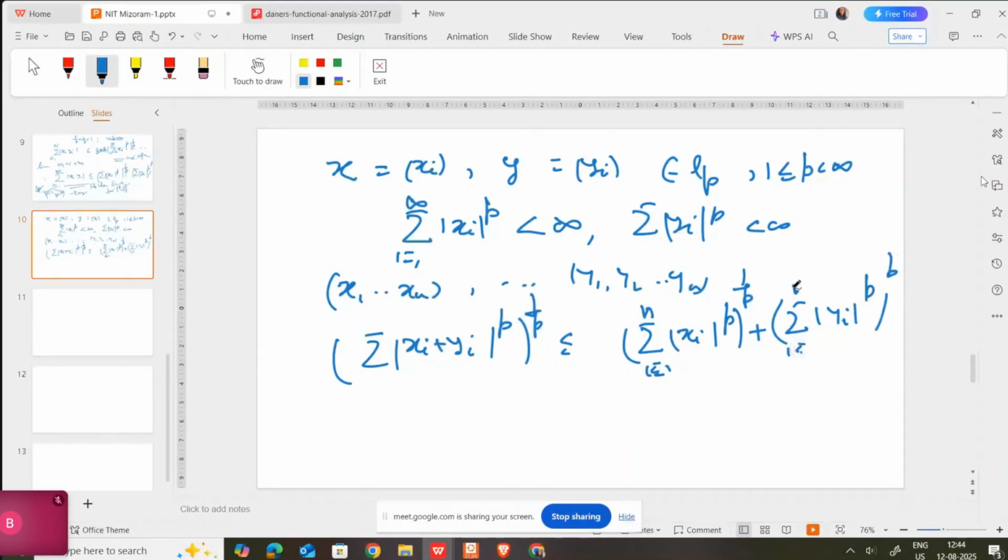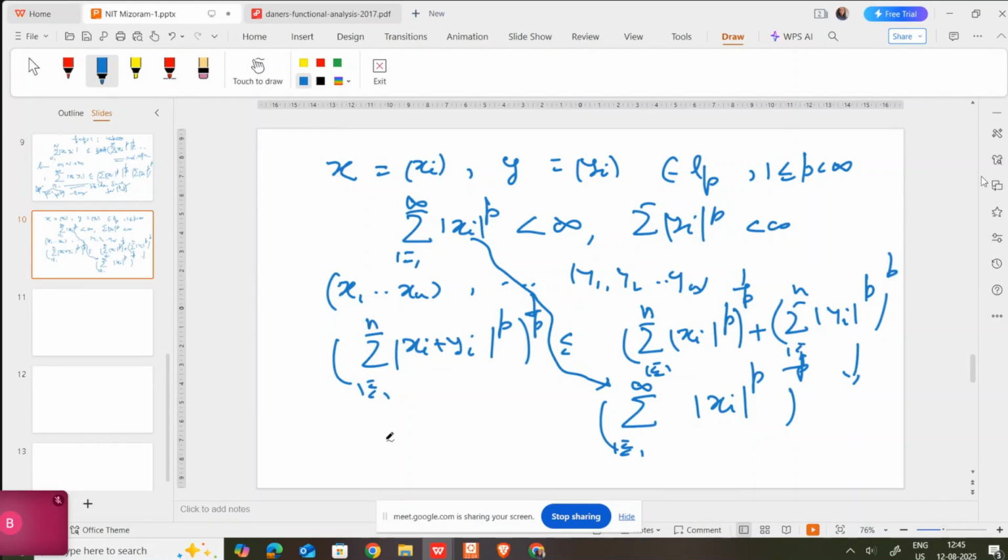Now, since the infinite sum is finite, you apply that here. So this will be summation i equal to 1 to infinity, because I am adding some more positive terms, so the inequality will still work. The same story here. On this side, you have i equal to 1 to n. Now this is independent of n.